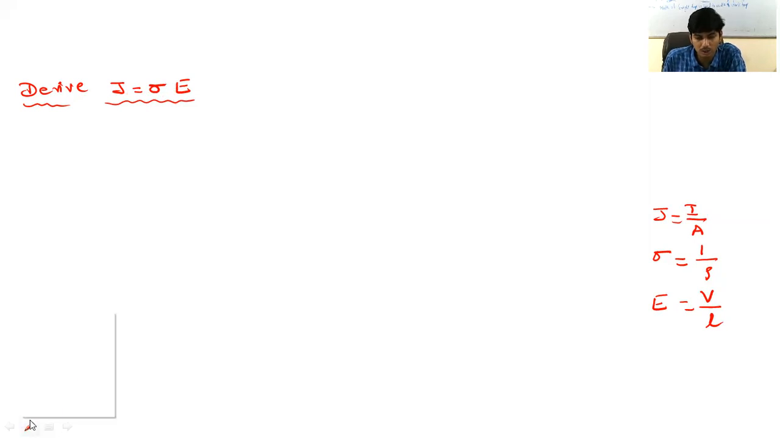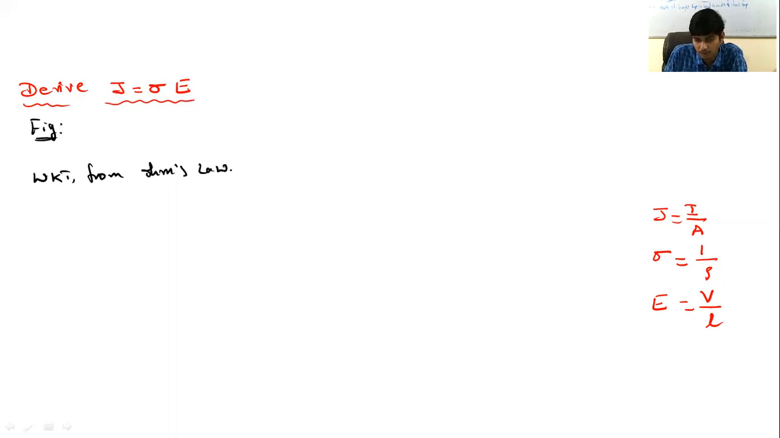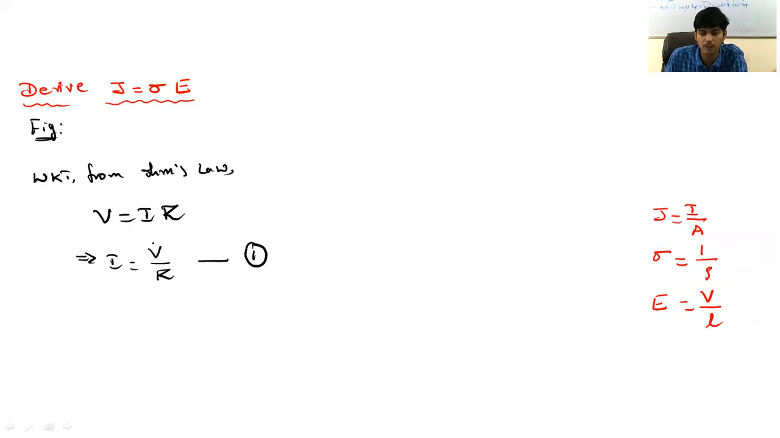Again, in order to derive J is equal to sigma E, you can draw the same diagram as in the previous cases, right? We know that this can be derived using Ohm's law. From Ohm's law, we know that V is equal to I into R. This is also called the equivalent form of Ohm's law. This implies I is equal to V by R. We'll obtain the expression for current and call this equation number 1.